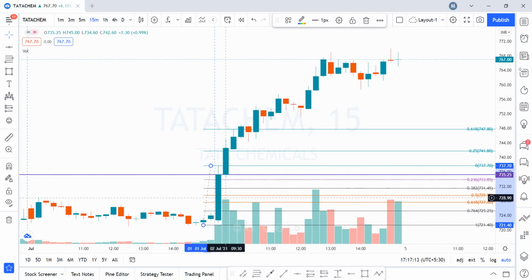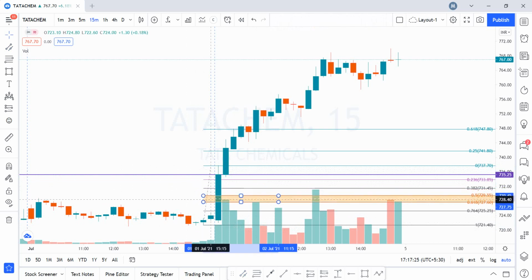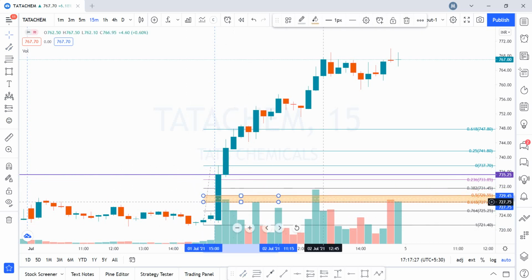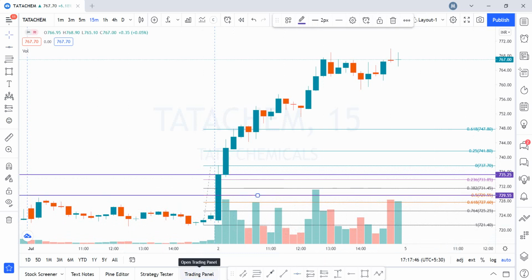Then the 50% retracement level, right out here, is basically my stop loss zone, slightly below that. So this is my stop loss zone identified. If you draw the Fibonacci retracement appropriately, you will find that this 50% retracement comes to the 729 level. So let's do one thing: at 729, I'll be drawing my stop loss level.